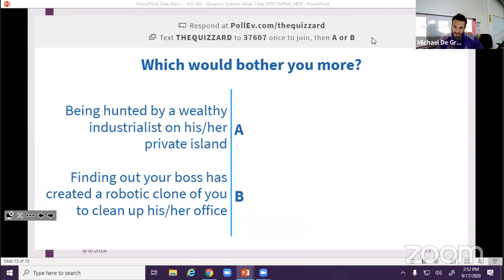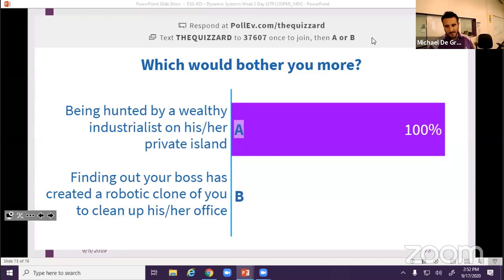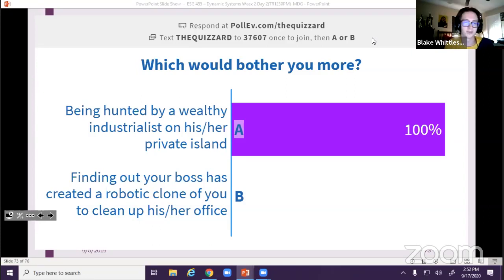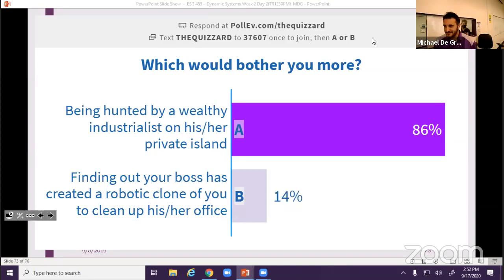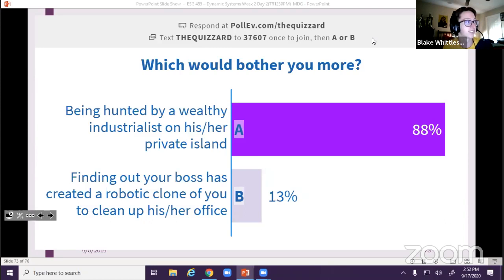Which would bother you more? Being hunted by a wealthy industrialist on his or her private island, or finding out your boss has created a robotic clone of you to clean up his or her office? Which one of these would bother you more? I mean, I'm only asking the hard-hitting questions here, guys. Just the essentials. I like the reference in the first one. It's The Most Dangerous Game.